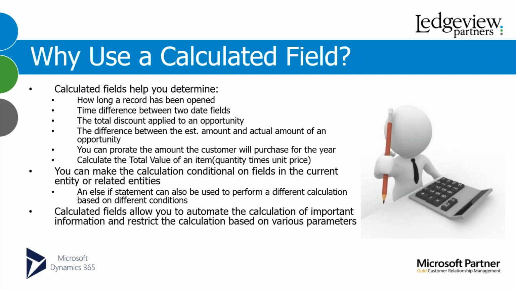And this is very similar to a business rule where you're setting a condition and then an action. Just like a business rule, you also have the else if statement. So you can create a calculation based on certain parameters and then do a calculation. If it doesn't meet those parameters, you can set up a completely different calculation for the same field. So it's basically killing two birds with one stone. You're getting two calculations based on two conditions in one calculated field.